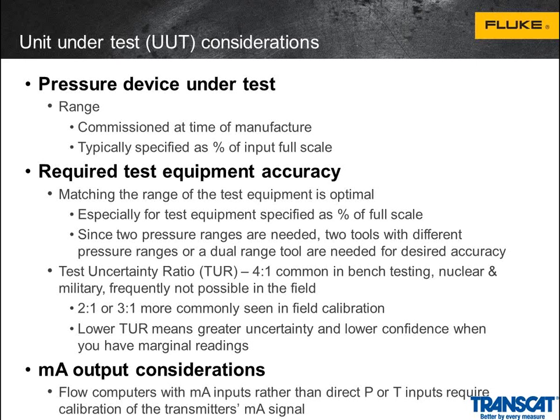The last piece I want people to keep in mind is that if you have a flow computer with a milliamp input rather than a direct pressure or temperature input, you actually need to look at the accuracy of your transmitter's milliamp signal and your calibrator's milliamp signal as well, because you have that additional translation step occurring. If your calibrator isn't accurate enough on the milliamp side, you're going to lose a lot of the advantage of your more accurate pressure measurement.